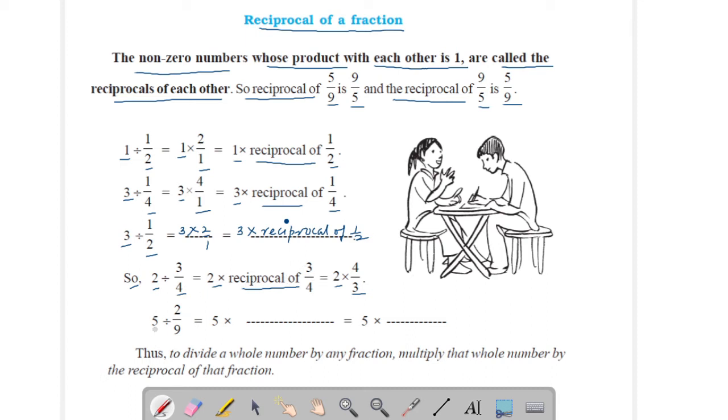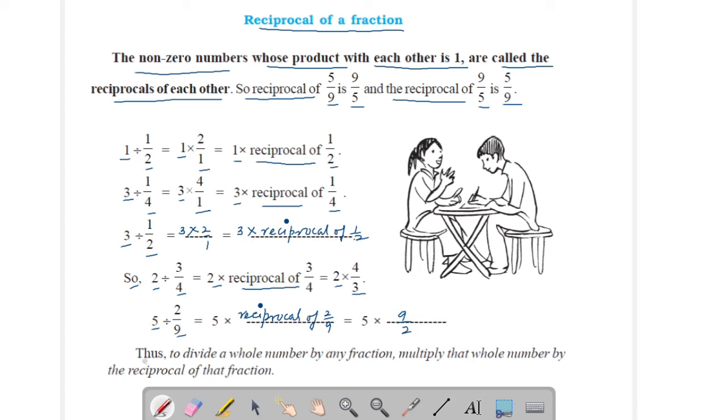In this way, we can write 5 divided by 2 upon 9. This can be written as 5 into the reciprocal of 2 upon 9, and this can be written as 5 into 9 upon 2. The reciprocal of 2 upon 9 is 9 upon 2.